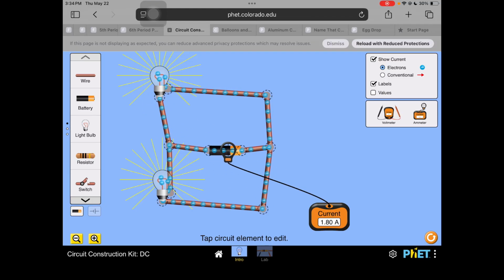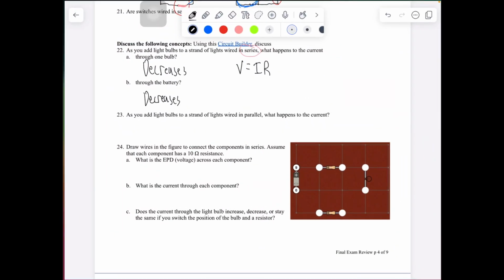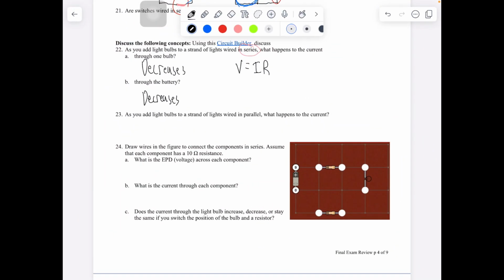Why is this the case? It's because when you add a light bulb in parallel, you're really decreasing the overall resistance. You're adding another path. Think about traffic on a highway. You're adding in a new path for that current or the traffic to flow. So the cars are going to move quicker when there's more paths. There's going to be less traffic. That resistance decreases because you've added another path.